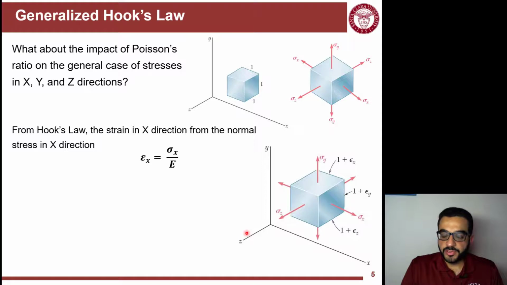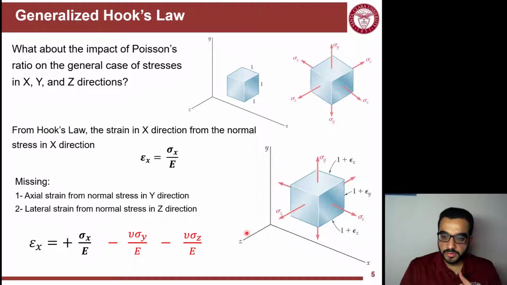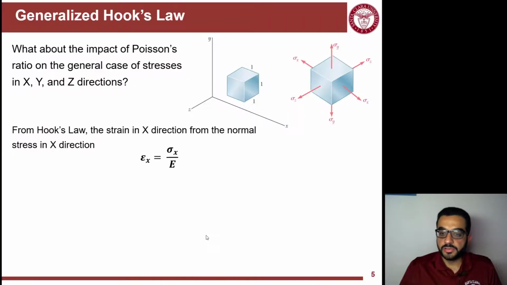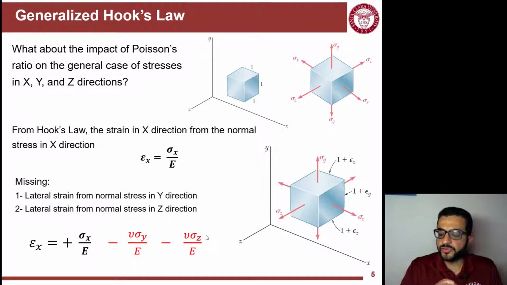Now this formula is missing the influence of the other stresses, sigma y and sigma z, and their strains, epsilon y and epsilon z, on epsilon x. So we're missing here the lateral strain from the normal stress in the y direction, and the lateral strain from the normal stress in the z direction. So now epsilon x is not only dependent on the x stress, it is dependent on the stress in the y and the stress in the z, but considering the Poisson's ratio and also correcting the direction. So if sigma y is tension causing elongation in the y direction, x will feel contraction. This is why the negative here is important.